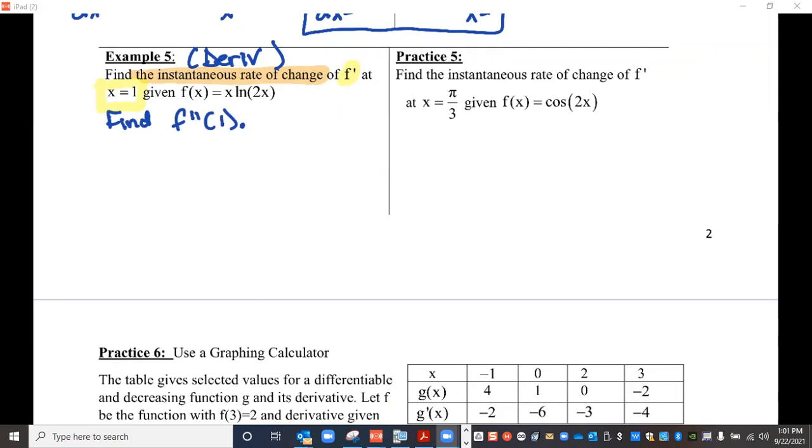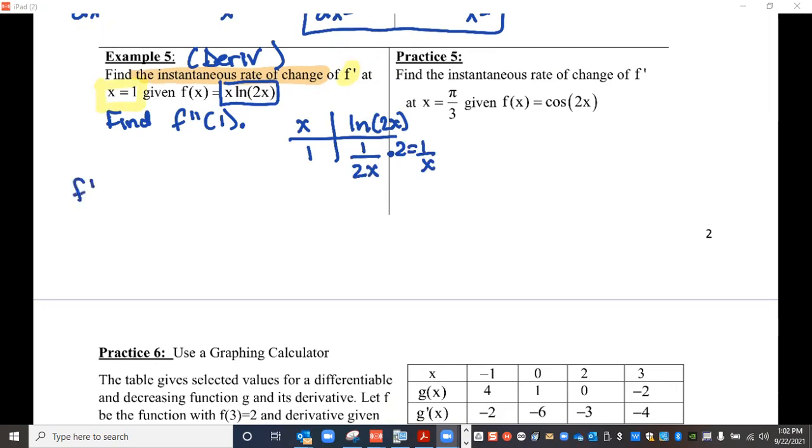So any questions on why it's the second derivative that I'm going to plug 1 into? What's happening between x and natural log of 2x? What operation's happening there? Multiplication. So I'm going to have to apply my what? Product rule. So again, I've got my f, which is x, and my g, which is the natural log of 2x. I know the derivative of x is 1. What's the derivative of natural log of 2x? It's going to be 1 over 2x times 2, which is just 1 over x.